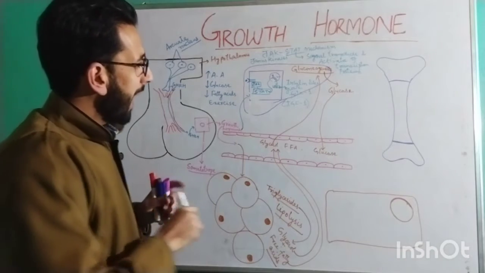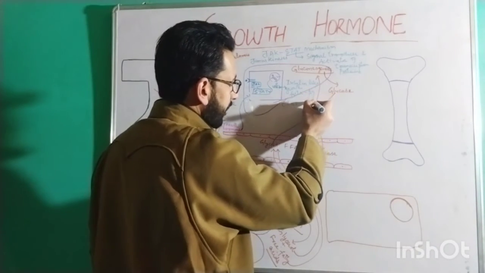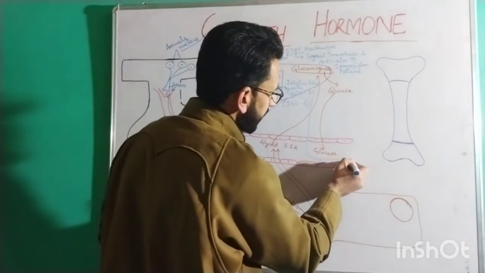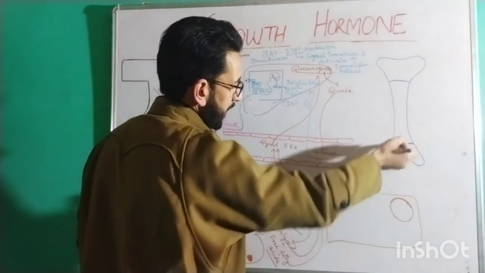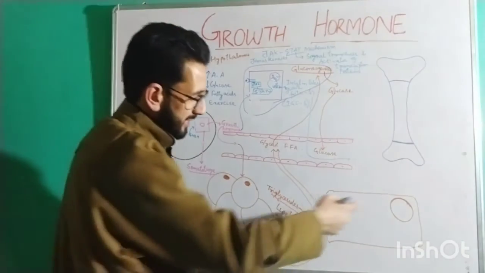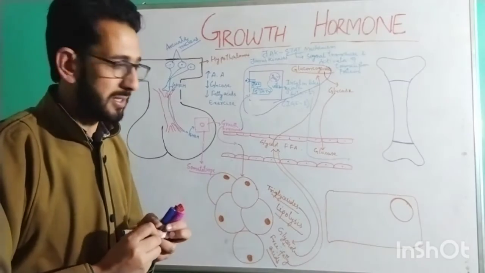Now we have this insulin-like growth factor 1, and it is now in the blood circulation, and through the blood circulation it reaches these two target organs. The first target organ is this cell here. This is the muscle cell.